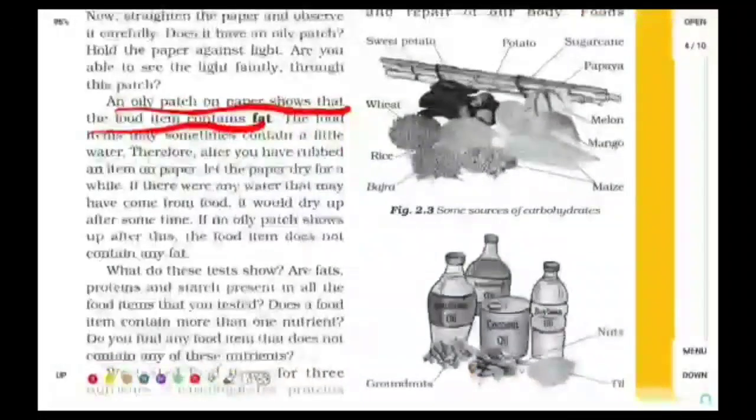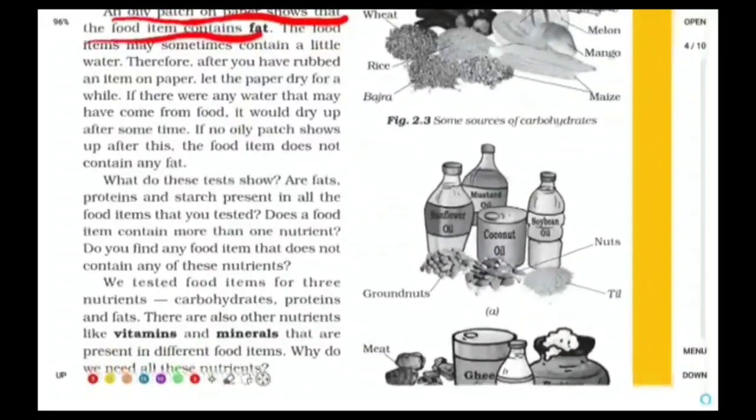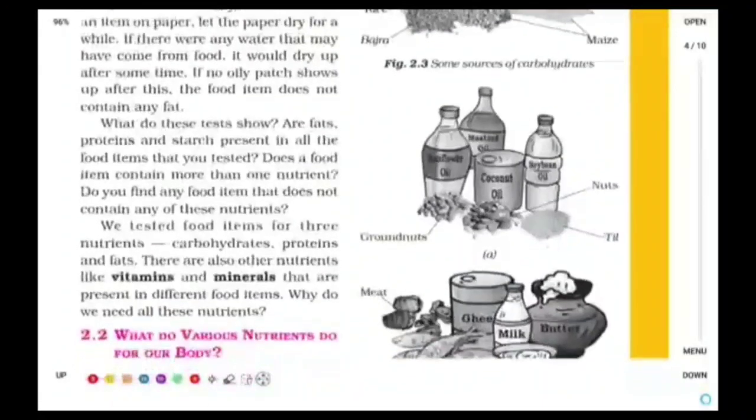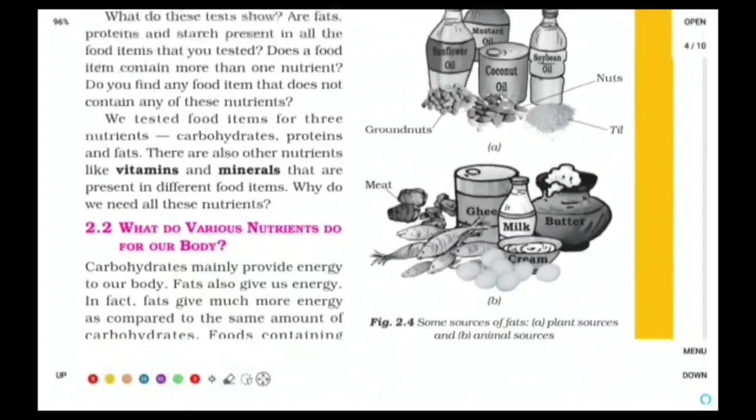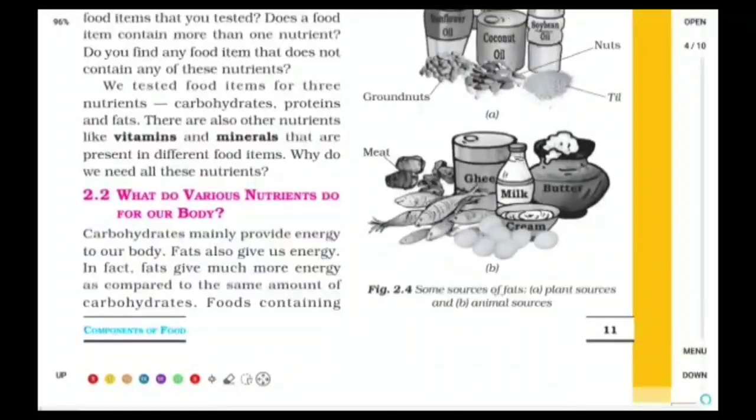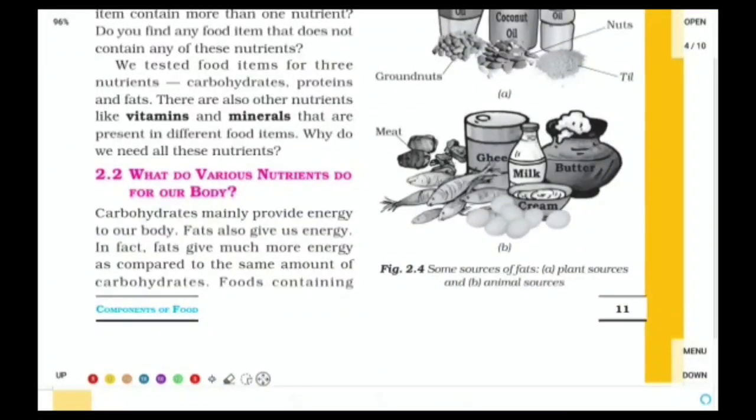Now, talking about vitamins and minerals. These are also an important part of our food. What are vitamins? They help us in protecting our body and keeping our bones, teeth, etc. strong. Minerals are also really helpful to our body. What do various nutrients do for our body? As you can see here, what are the advantages? What are the good things that nutrients do to our body?